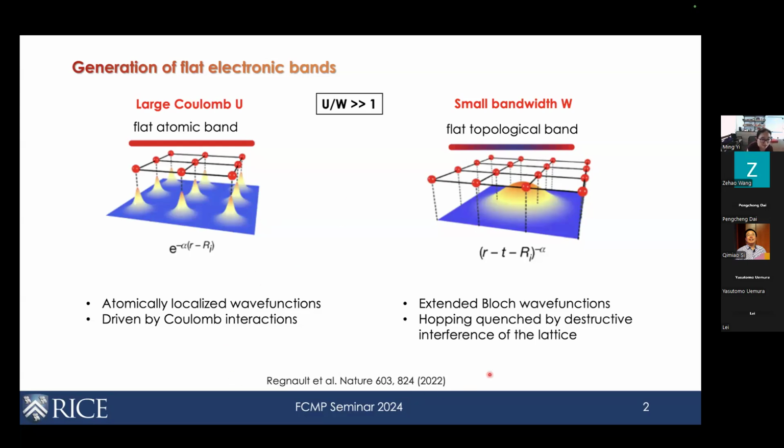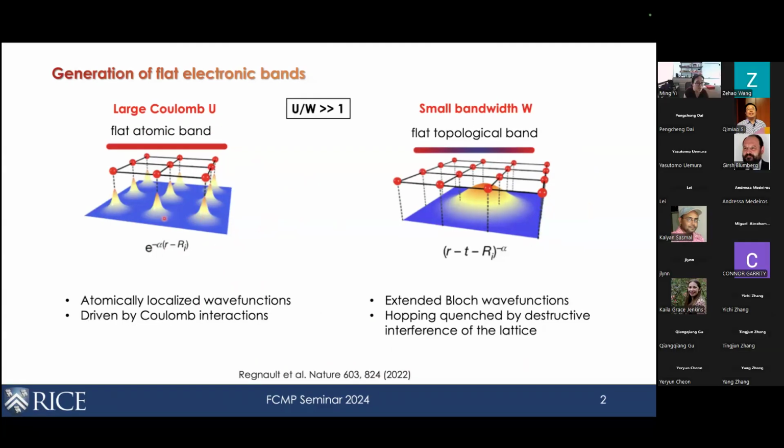This is a very nice paper summarized here by Nicolas Regnault et al. In one limit, one way to get into the flat band regime is by cranking up the Coulomb interaction U. What you end up getting are these flat atomic bands. In essence, these are atomically localized wave functions that have no overlap between different sites. This is a different object than the one on the right-hand side, which is the other extreme limit of achieving flat bands, by reducing W relative to U.